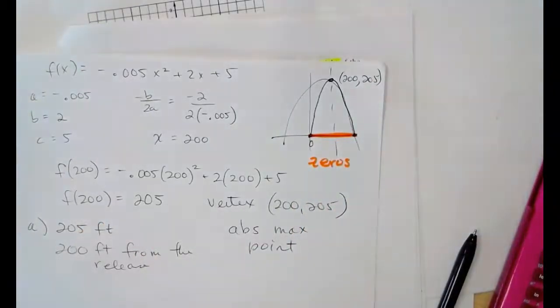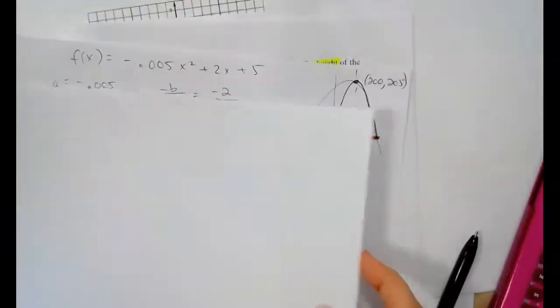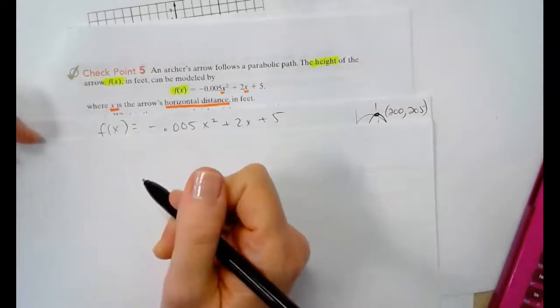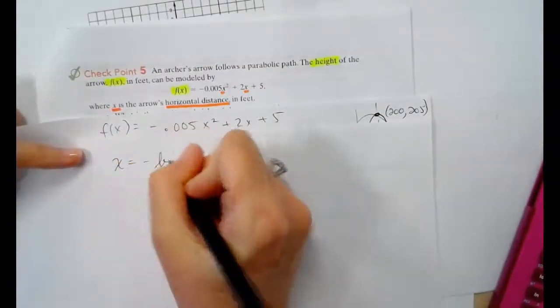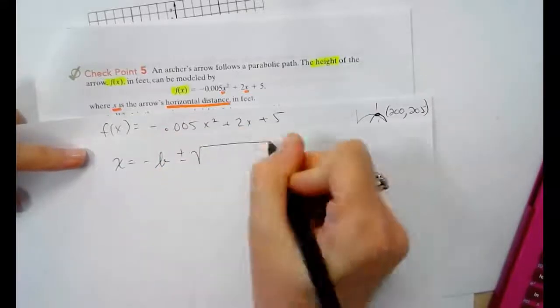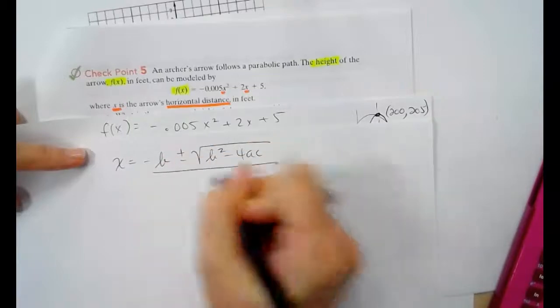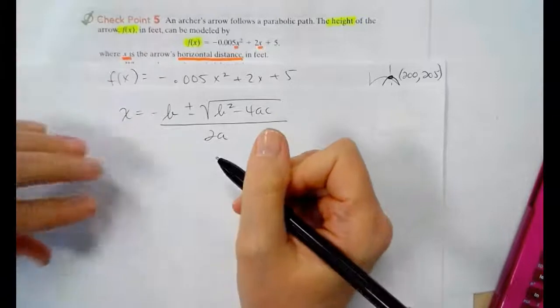We need to find the zeros of this graph. So if we're going to find the zeros, first thing I need is a fresh sheet of paper. And we know the vertex is (200, 205), and we need to use the quadratic formula. The quadratic formula: x equals negative b plus or minus the square root of b squared minus 4ac, all over 2 times a. Everybody absolutely must know that.